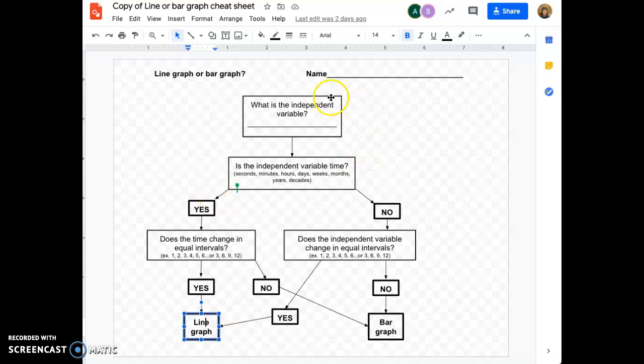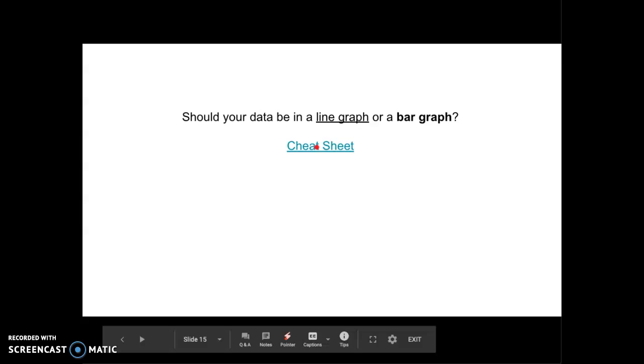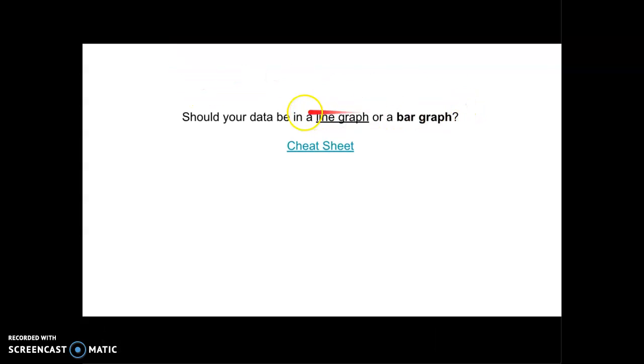Now, you can use this cheat sheet whenever you're stuck or it doesn't make sense. Sometimes these graphs will just come intuitively or rapidly to your brain. So you may not always need that, but it's there for you to use. So hopefully that helps determine if it's going to be a line graph or bar graph.